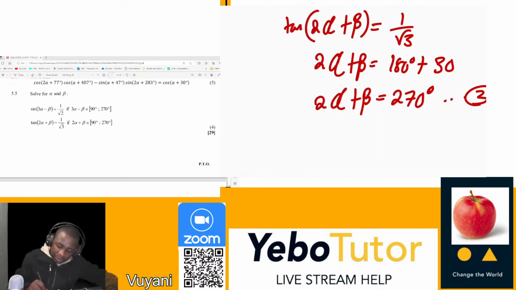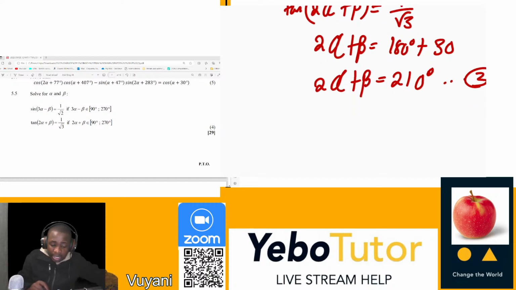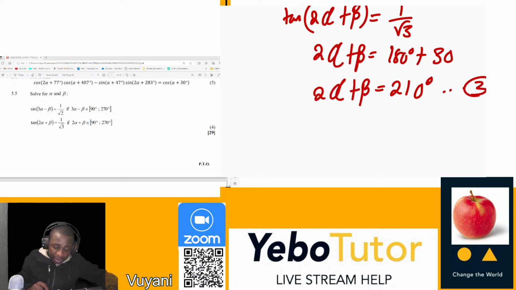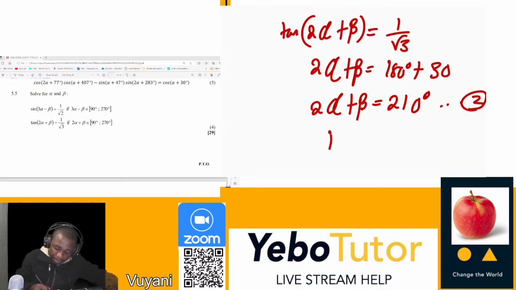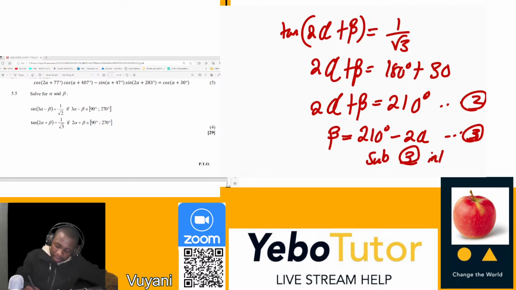Because now, sorry, it's not 270, it's 210 there. That way we can solve our questions fast without wasting much time, because now we can just make one of these equations the subject. So we can say b is equal to 210 minus 2 alpha, that is equation 3.